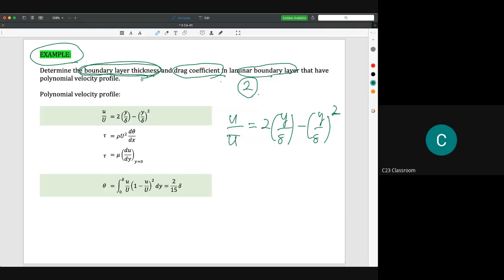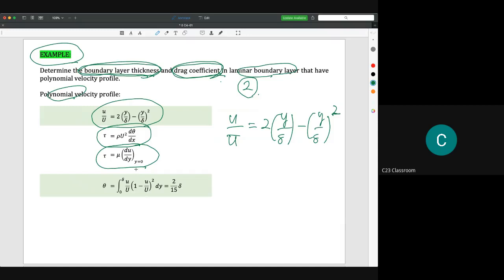Then we need to calculate the drag coefficient, because the drag coefficient will tell us about the drag force, and we could calculate the lift force after this. It is given from the question as a polynomial profile, so the velocity distribution is 2y over delta minus y over delta squared, and we know the equation from von Karman is this one, and we know the equation for shear stress introduced by Newton is this one.